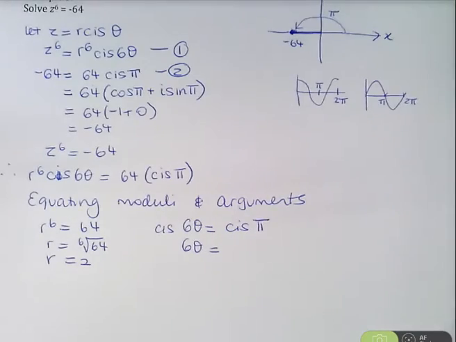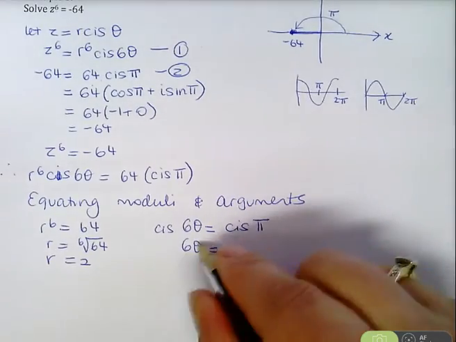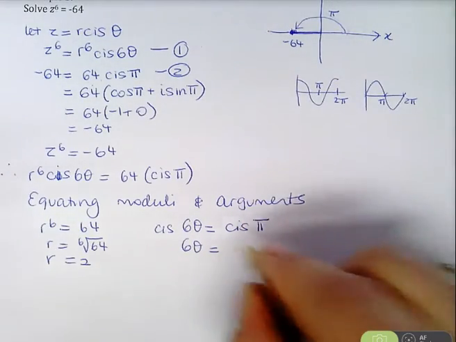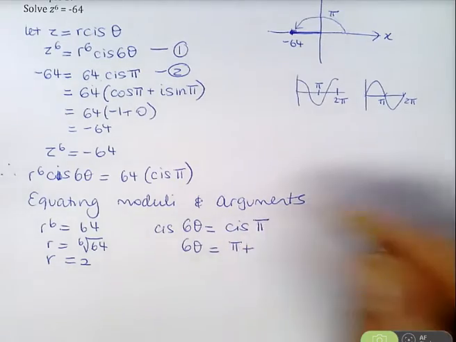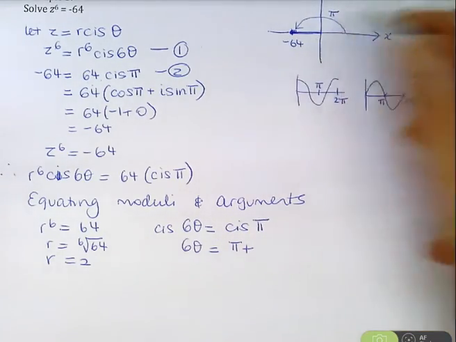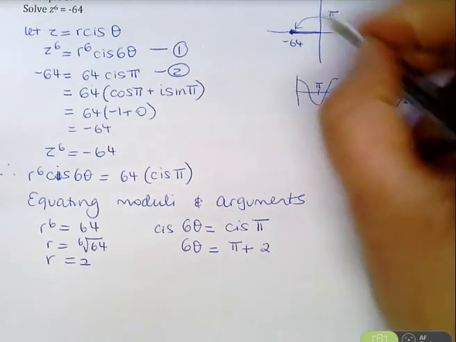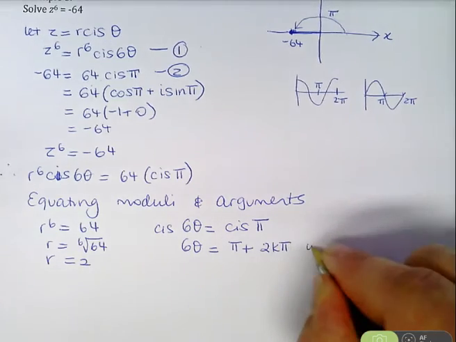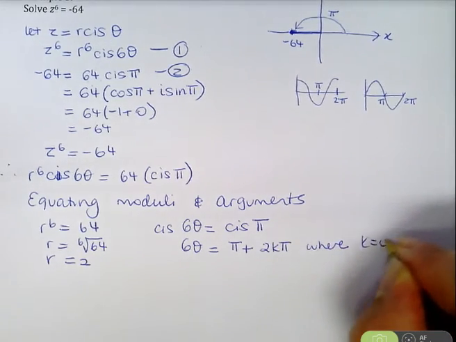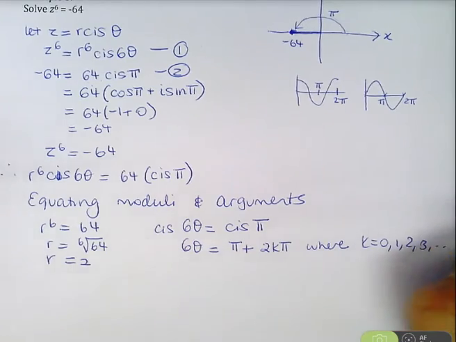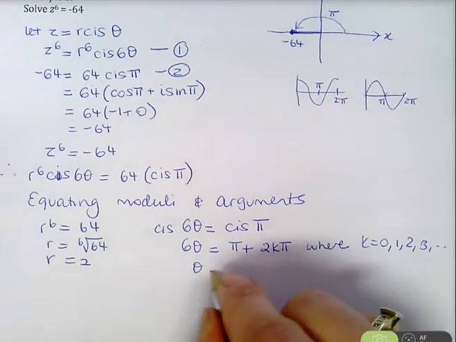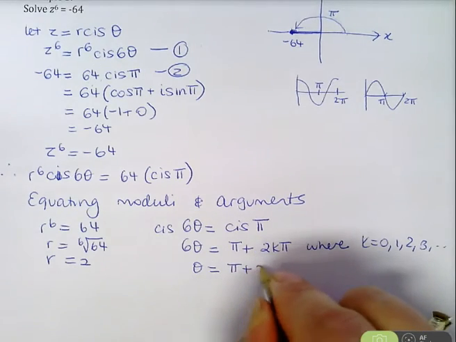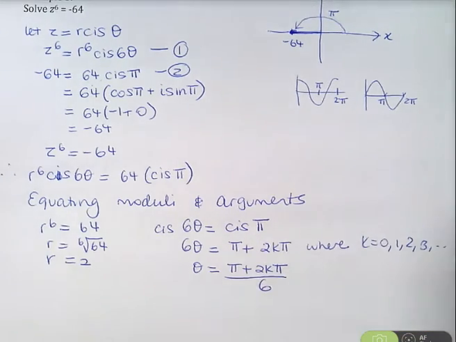Now that this is in general form, all the possible values for 6 theta will be pi plus any multiples of 2 pi. So we get that 6 theta is pi plus 2k pi, where k equals 0, 1, 2, 3, etc. Now dividing by 6, we get that theta is pi plus 2k pi all over 6, again where k is 0, 1, 2, 3.